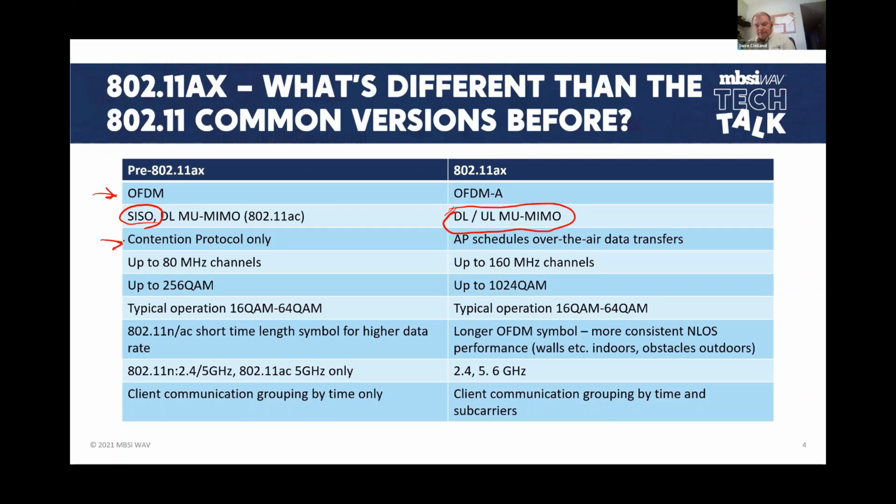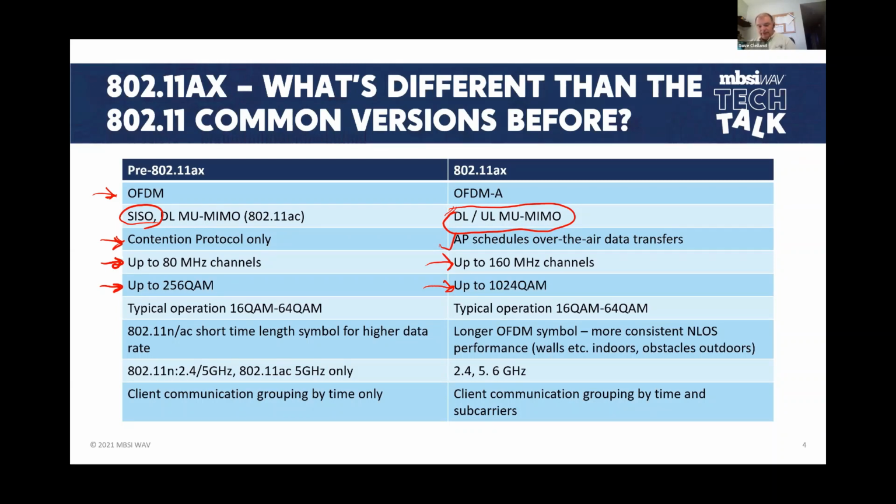802.11ac and before is a contention protocol only, as I mentioned. In AX, the AP schedules the over-the-air transfers. I can use up to an 80 megahertz channel in the specifications for pre-802.11ax. AX allows me to go up to 160 meg channels, and the specification, of course, could be extended to go even farther than that. When the link quality is very, very good, in AC, I can go up to 256 QAM as my modulation level. The specification in AX goes up to 1024 QAM.